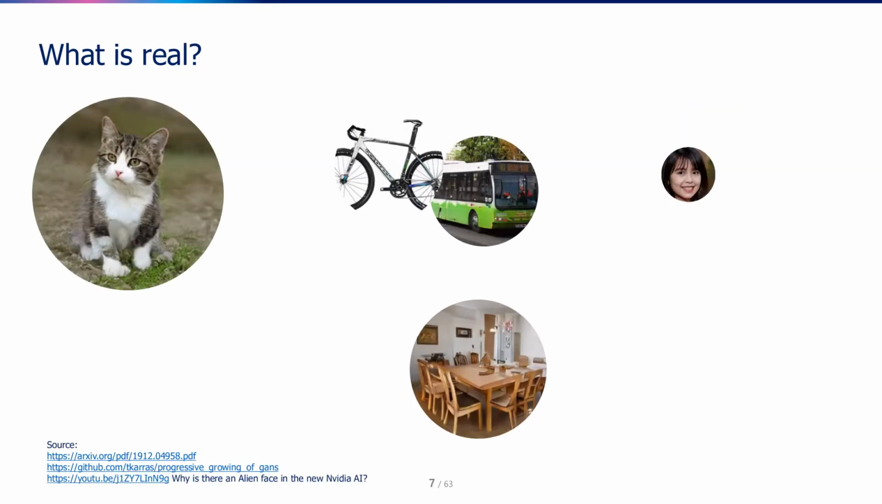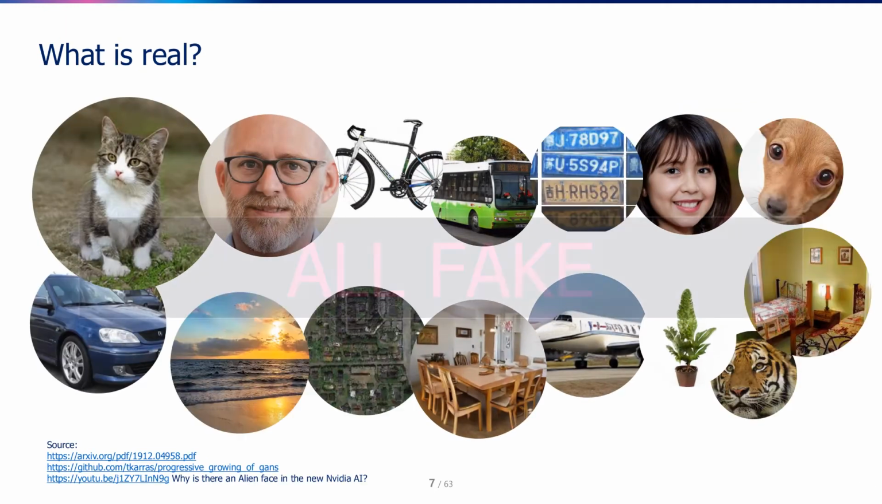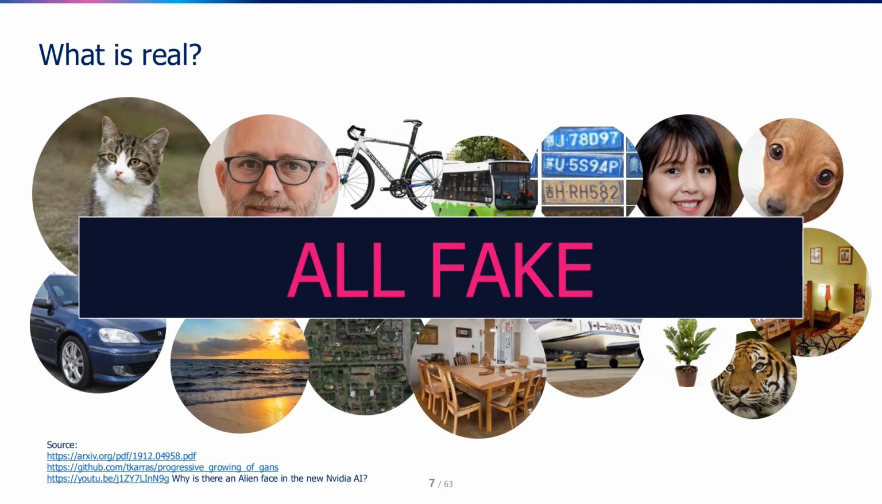Then what is real? The technological advancement is unbelievably fast, but its range of domains is expanding from not only human faces, but also to various animals, transportations, objects, and even satellite images. All these images on this slide are fake and created by AI. It's fascinating, but kind of scary at the same time, since it's so realistic.